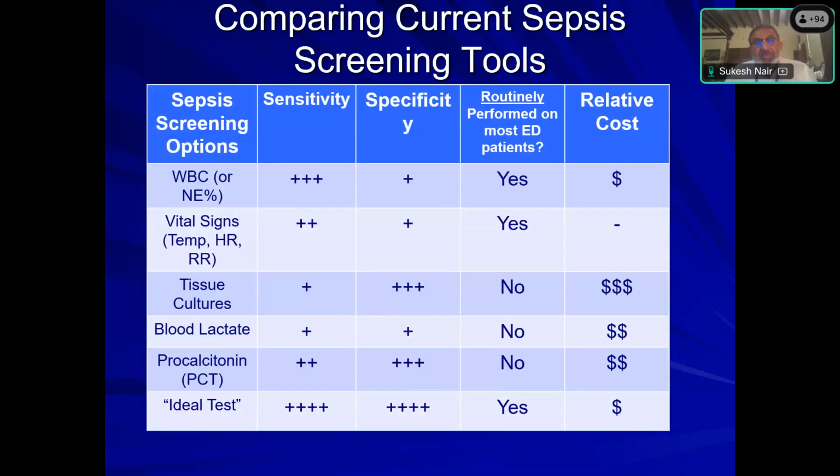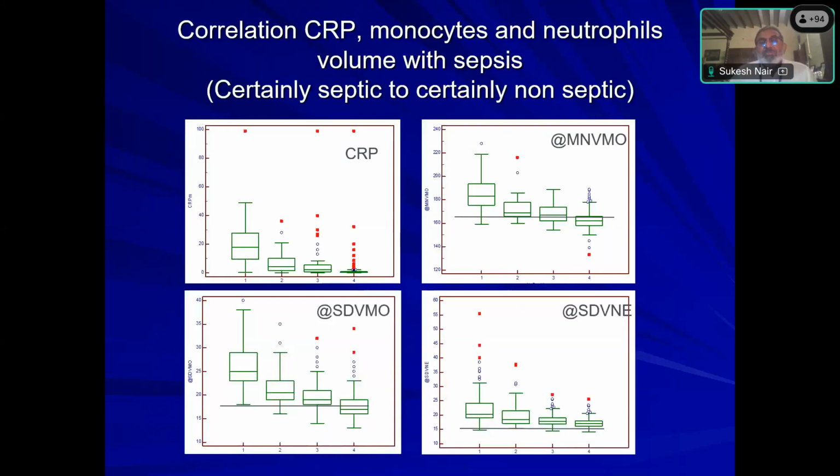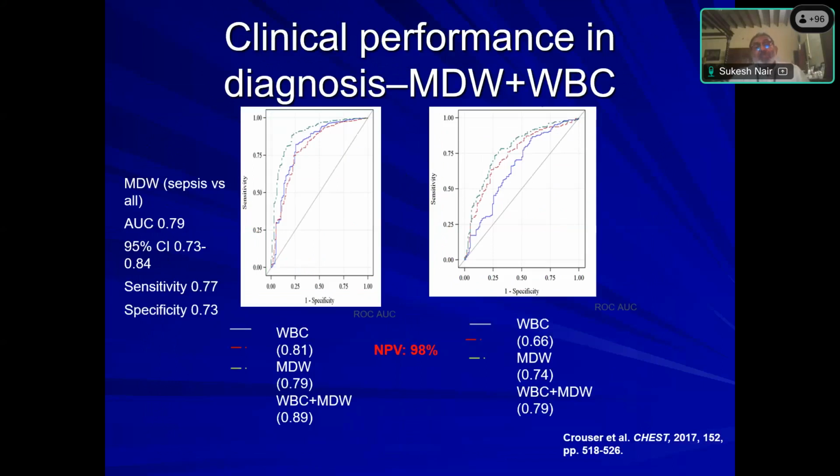So there was a study that was carried out at Erasmus in the Netherlands, and they came out with this particular data, which we actually came out with many years back, that not only neutrophils, even the monocyte volumes can also be affected in patients with sepsis. And they came out with a particular entity called monocyte distribution width, MDW. They found that the negative predictive value when they combined MDW with WBC was 98%.